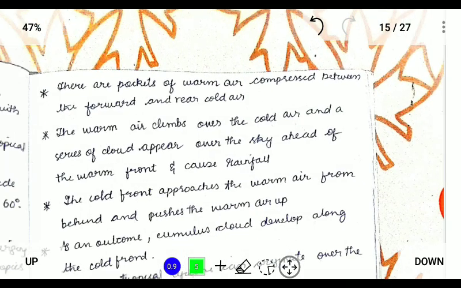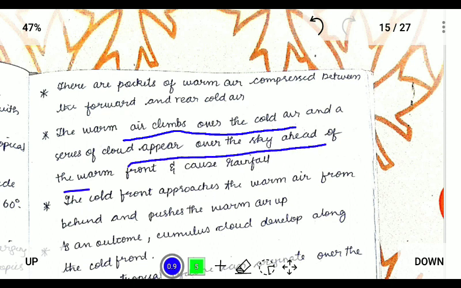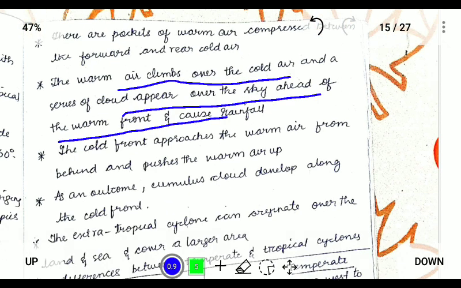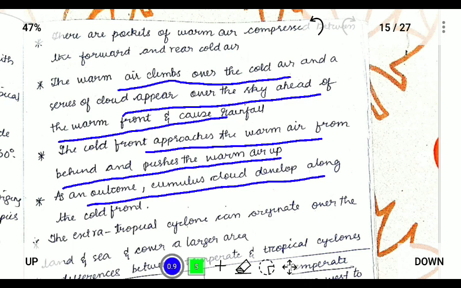And since there are pockets of warm air compressed between the forward and rear cold air, the warm air climbs over the cold air and a series of clouds appear over the sky ahead of the warm front and cause rainfall. The cold front approaches the warm front from behind and pushes the warm air. As an outcome, cumulus clouds develop along the cold front. The extratropical cyclone can originate over land and sea and cover a large area.